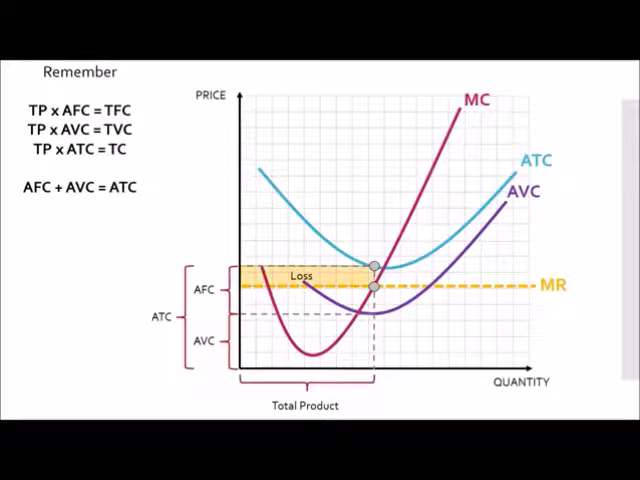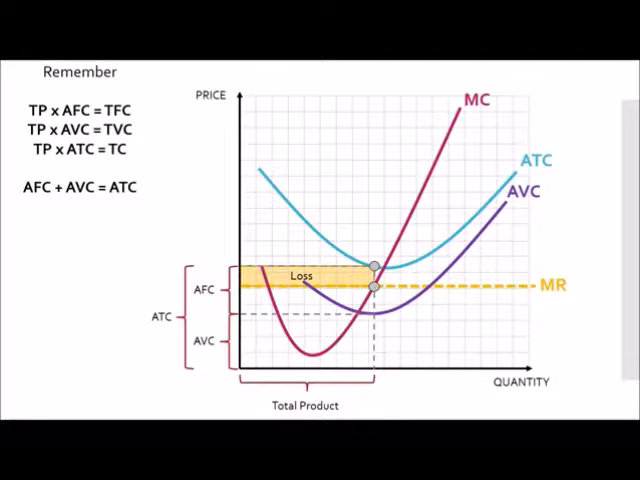Now, we have a loss right there of that yellow box, but what we're actually finding is that we're covering part of our fixed costs. Remember, fixed costs are those costs that we're paying no matter what. We have to pay those fixed costs no matter what, and we're at least covering some of it. We might not be covering all of it, but if we just stop producing, we would still have to pay those fixed costs. And we'd actually have more loss that we'd incur if we stopped producing altogether.